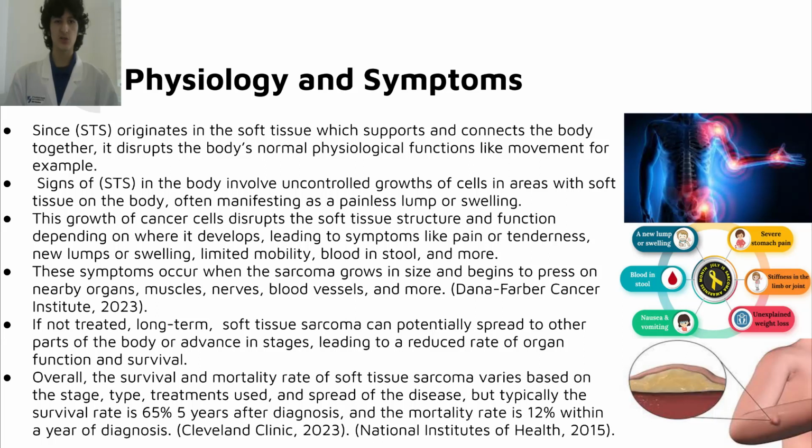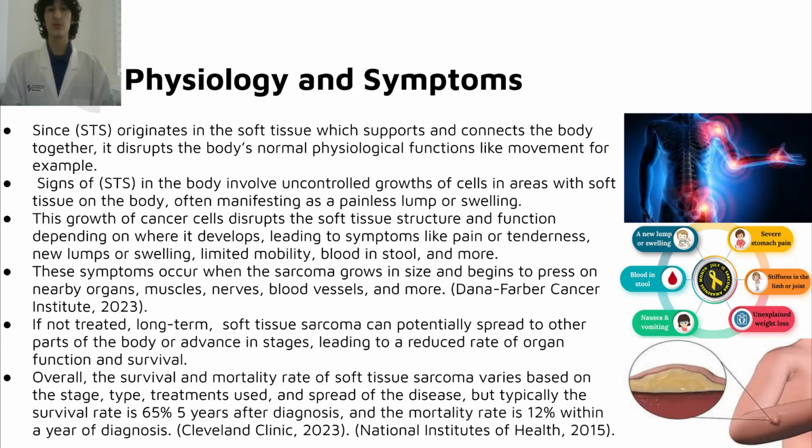These symptoms occur when the sarcoma grows in size and begins to press on nearby organs, muscles, nerves, blood vessels, and more. If not treated, long-term, soft tissue sarcoma can potentially spread to other parts of the body or advance in stages, leading to a reduced rate of organ function and survival. Overall, the survival and mortality rate of soft tissue sarcoma varies based on the stage, type, treatments used, and spread of the disease, but typically the survival rate is 65% 5 years after diagnosis, and the mortality rate is 12% within a year of diagnosis.